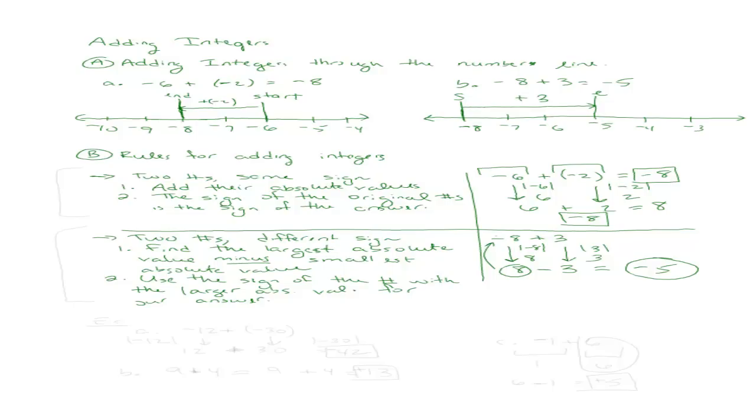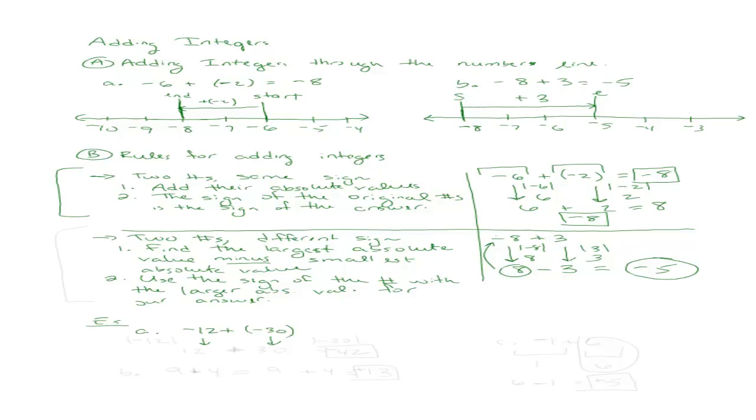So now that we know the general idea and the rules behind adding integers, let's go ahead and try some examples. So example A, let's say we have negative 12 plus negative 30. So what we have here is we have two numbers with the same sign, a negative and a negative. So we're going to use the first rule that we learned, two numbers, same sign. We're going to add their absolute values together. So let's figure out their absolute values.